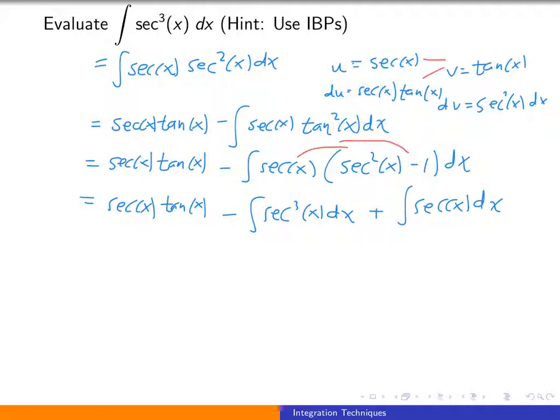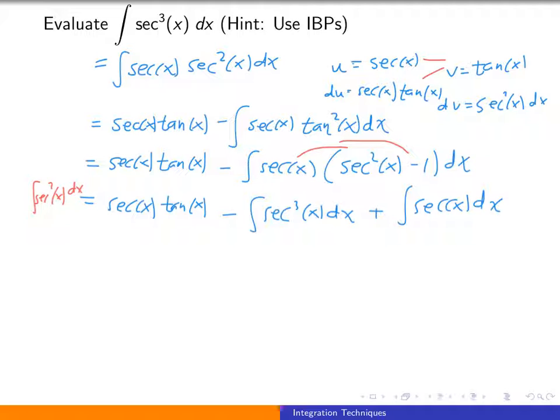And looking at the two integrals that have resulted here, the antiderivative of secant isn't a problem. That's actually one of our common anti-differentiation formulas. And minus the integral of secant cubed, well, that's the integral we're trying to evaluate in the beginning. So everything that we have here is actually equal to the antiderivative of secant cubed.